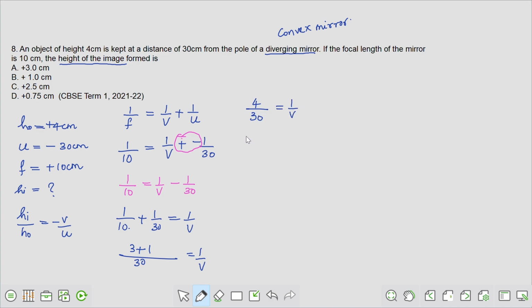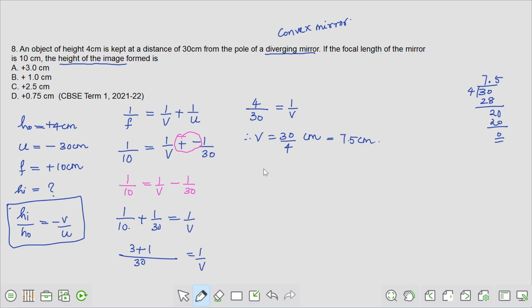We have to find v. Therefore v equal to, just take the reciprocal of this. 1 by v is 4 by 30, so v equal to 30 by 4 cm. So what is 30 divided by 4? Yeah, let's do 30 by 4. 7 times 4 is 28, remainder 2, 0.5. So you will get 7.5. So 7.5 cm. Now apply this formula and find HI.